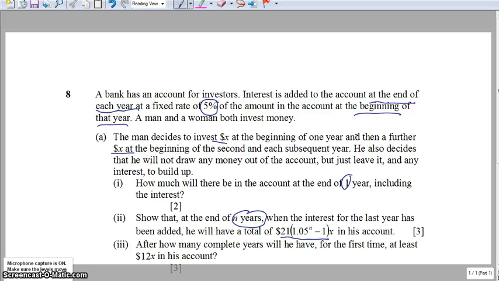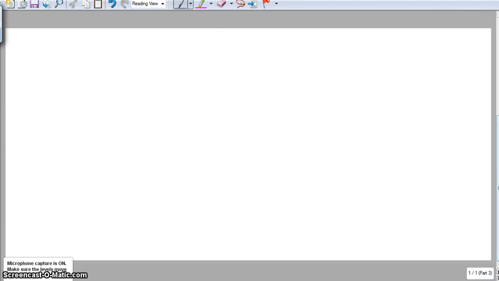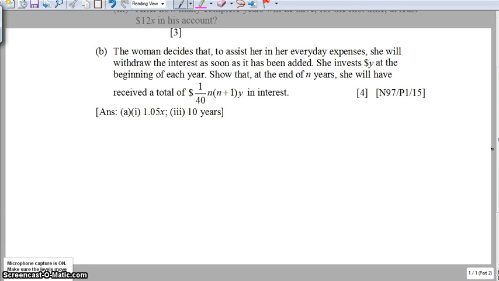Let's look at part B of the question. Part B of the question says, the woman decides that to assist her in her everyday expenses, she will withdraw the interest as soon as it has been added. So she invests Y dollars at the beginning of each year based on an interest rate of 5% still. Show that at the end of n years, she will have received a total of this amount in interest.